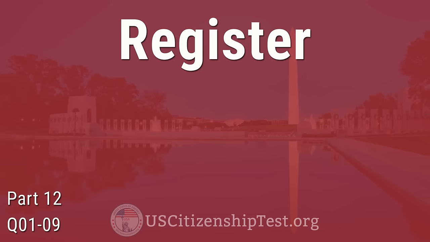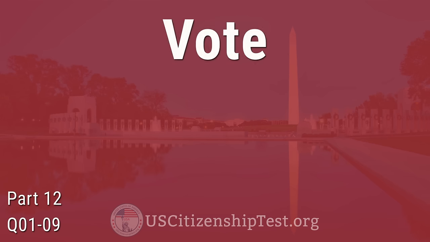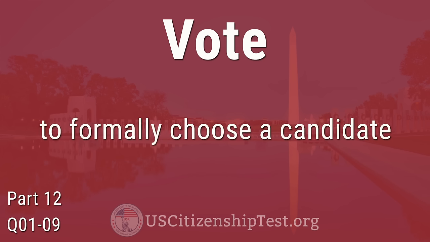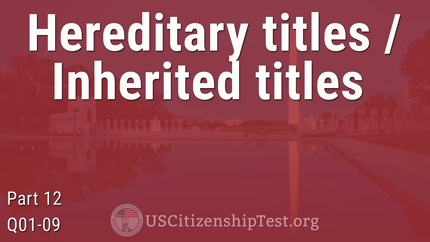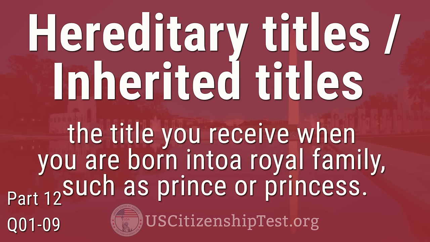Register: to sign up. Vote: to formally choose a candidate. Hereditary titles, inherited titles: the title you receive when you are born into a royal family, such as prince or princess.